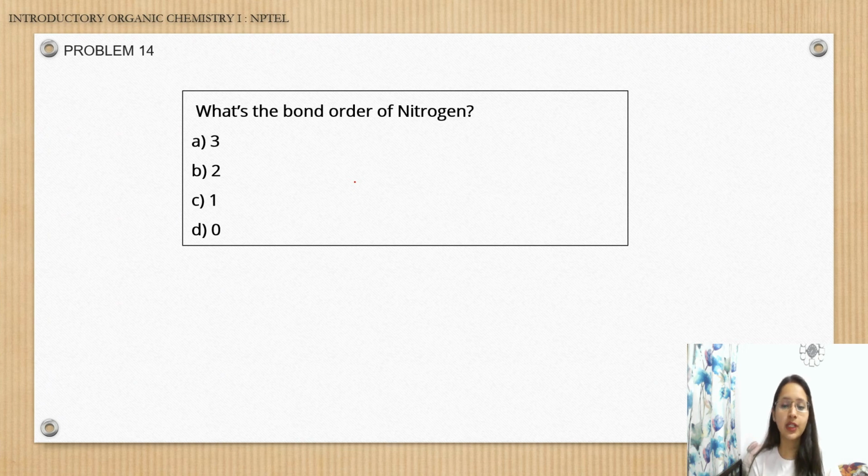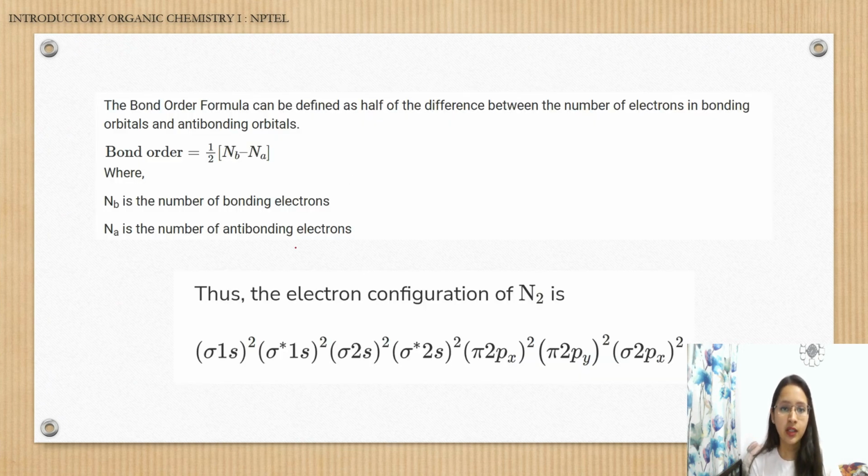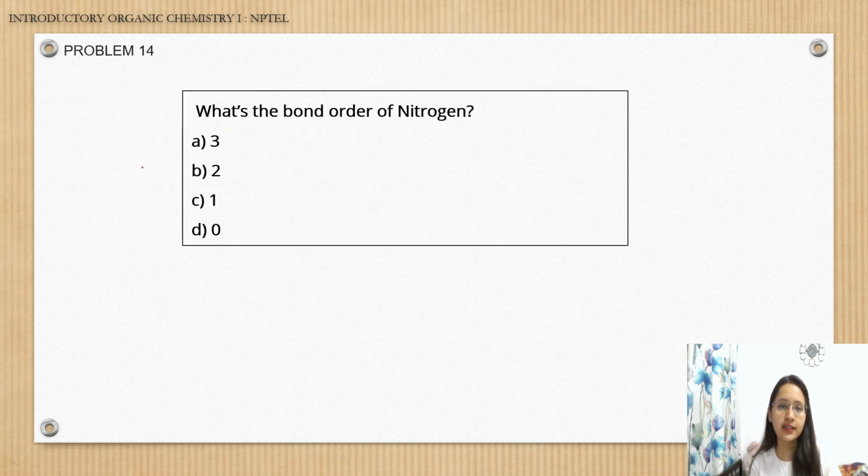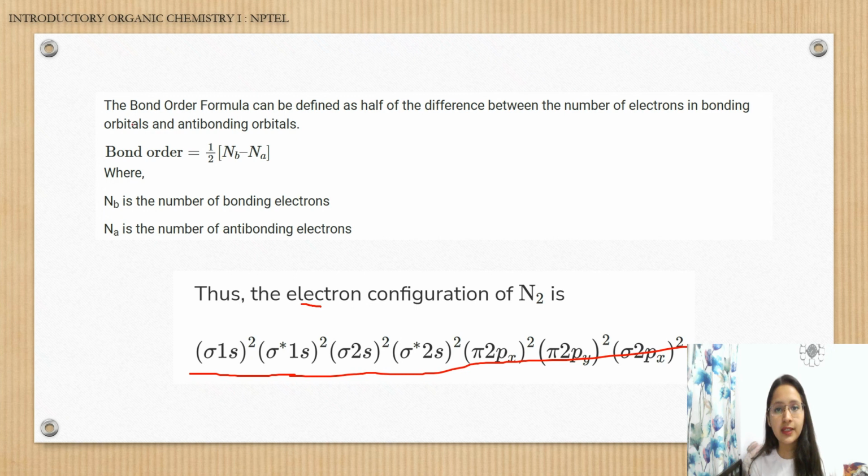If you have to calculate the bond order for nitrogen, you have to write the electronic configuration for nitrogen according to the molecular orbital. Nitrogen has, as we discussed, 14 electrons. So the 14-electron configuration for N2 will be like this: the sigma 1s orbital having 2 electrons, the star orbital again 2 electrons. So here the electronic configuration is like this.